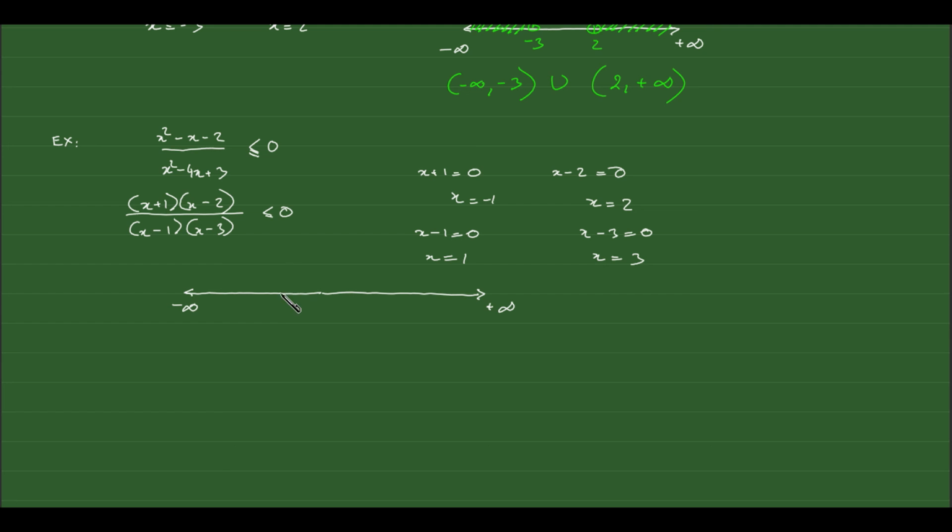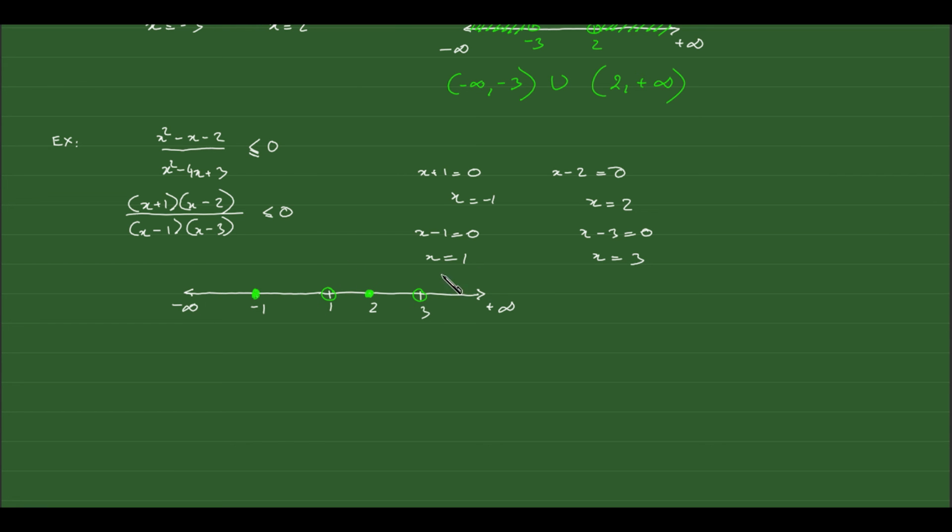So let's do it in order. We do negative 1 here, then 1 here, 2 here, and 3 here. At negative 1, we use a dot. At 2, we also use a dot. But at 1, we have to use an open circle because it's under the denominator. This one also gets an open circle. So how many intervals are there? 1, 2, 3, 4, 5. So we're going to check 5 intervals.